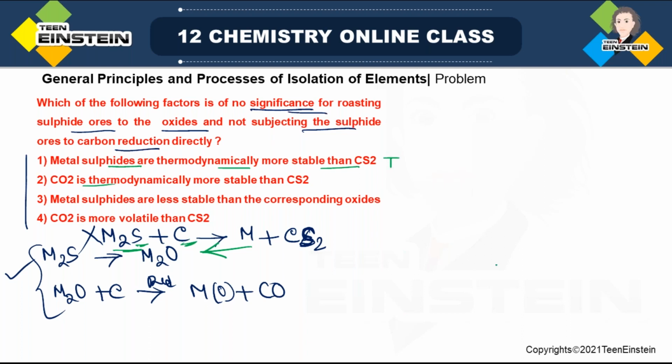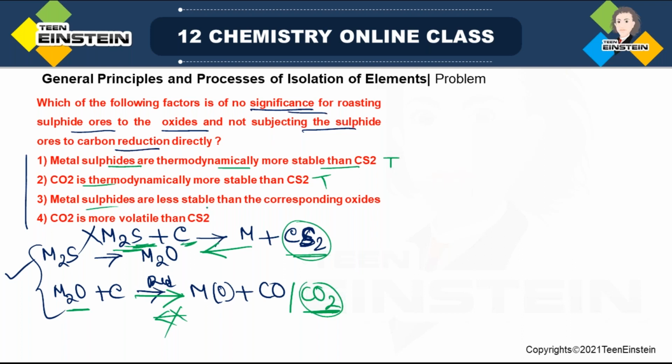Next is CO2 is thermodynamically more stable than CS2. Now CO may be the other oxide of carbon, it may be CO2 also. So CO2 is the byproduct when you are doing the reduction over oxide. CS2 is the byproduct when you are doing the reduction over sulfide. Now obviously CO2 will be more stable than CS2. That is why the forward reaction is possible. The backward reaction will not be so important. Only if CO2 is thermodynamically more stable is this observation possible. So this is also significant and important.